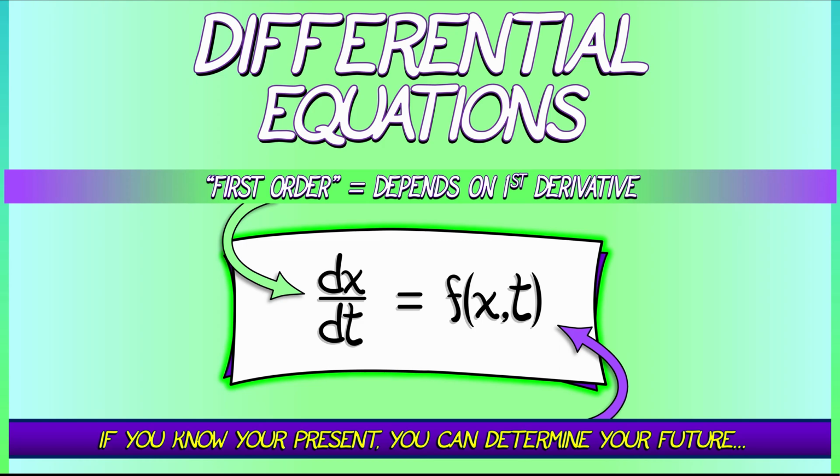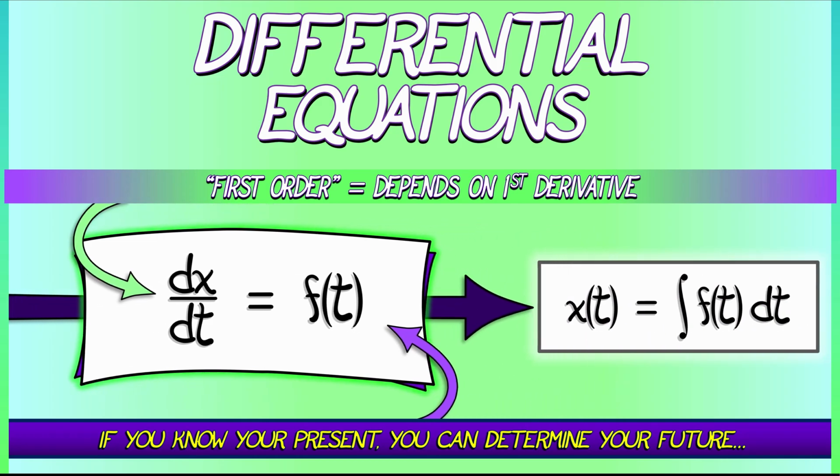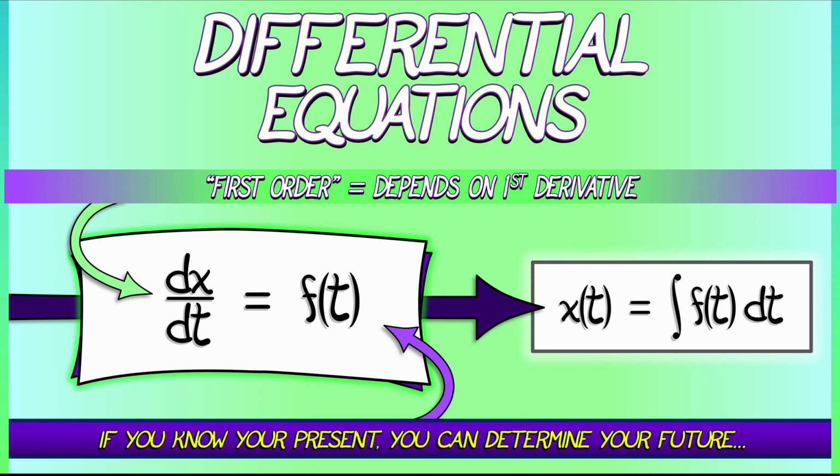If we look at a particularly simple class of differential equations, something where the right-hand side doesn't depend on x, but only depends on t, then we have dx dt equals f of t. How do we solve that for x as a function of t? Oh, you know how to do that. We know the derivative, so we anti-differentiate. x of t is the integral of f of t dt. Just don't forget the constant.